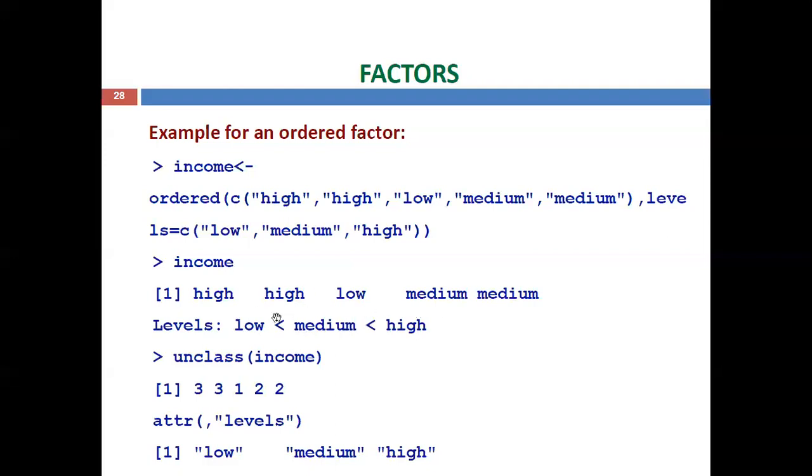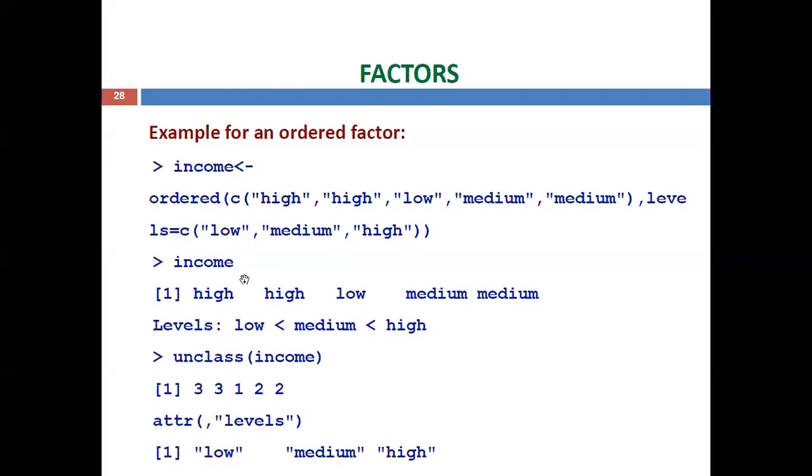So now for this you can call the unclass function. Now unclass of income. Now we can see the output. So what does income contain? First is high. What is the high value? High position is 3. So 3. Second value is also high. Its value is 3. Next third value is low. Low position is 1. Then after low, next medium, medium. Medium position is 2. So 2, 2. Then it displays attribute levels in the same order: low, medium, high.